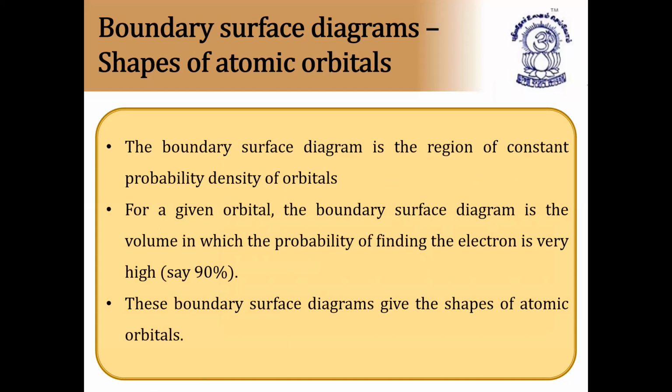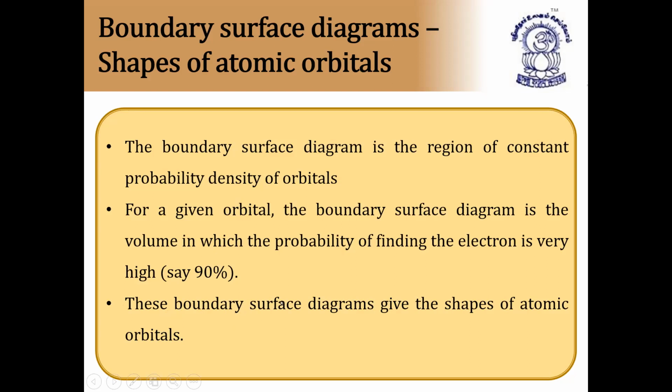Now we are going to discuss the shapes of these orbitals, that is, boundary surface diagram shapes of atomic orbitals. The boundary surface diagram is a region of constant probability density of orbitals. For a given orbital, the boundary surface diagram is the volume in which the probability of finding the electron is high, that is 90%. So the boundary surface diagrams give the shape of the atomic orbitals.